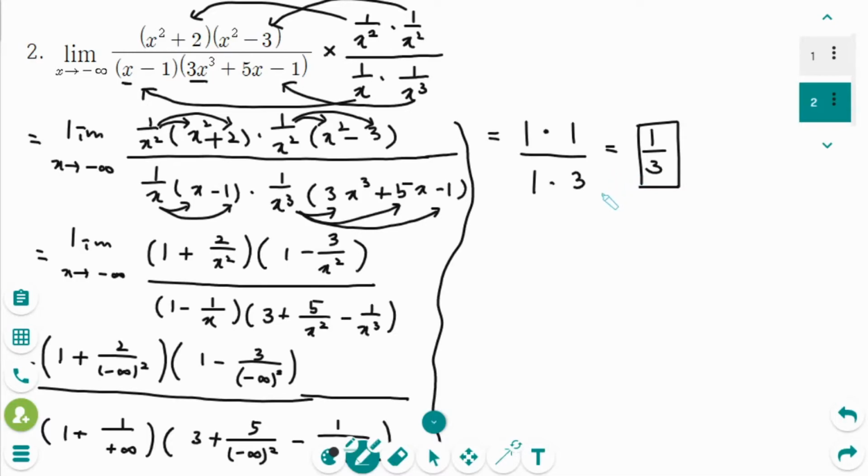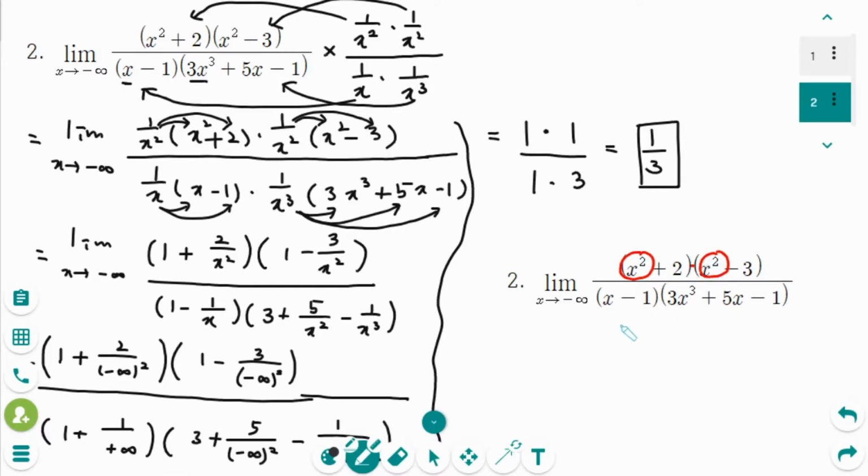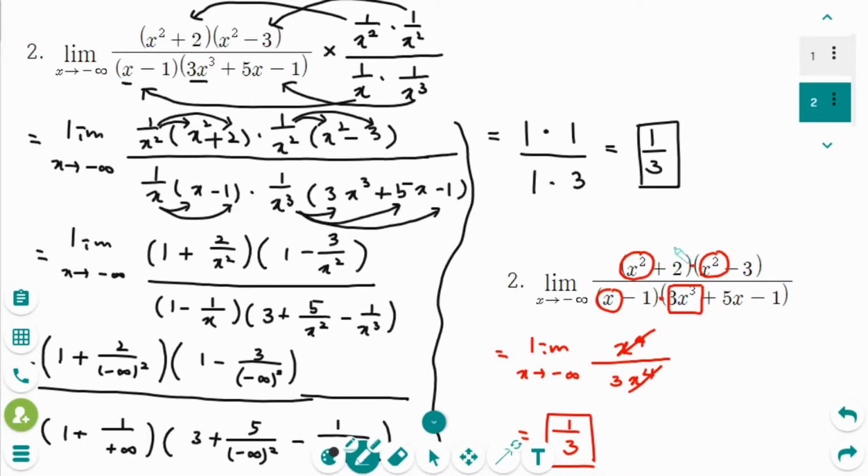And of course there's a shortcut. Take the terms with the highest power of x, which is x squared times x squared, and this is x times 3x cubed. So the limit as x approaches minus infinity is x to the power of 4 over 3x to the power of 4, and then simplify. This answer is 1 over 3. This is the same answer.